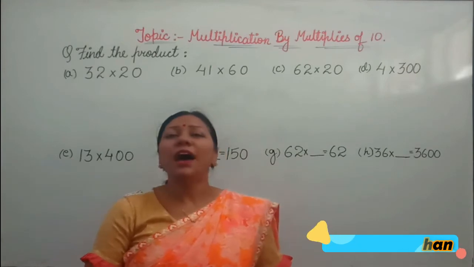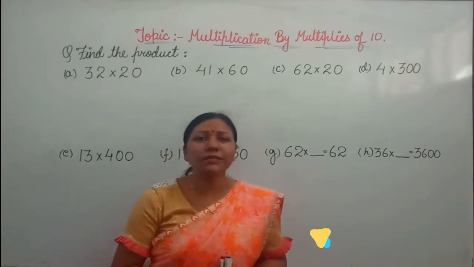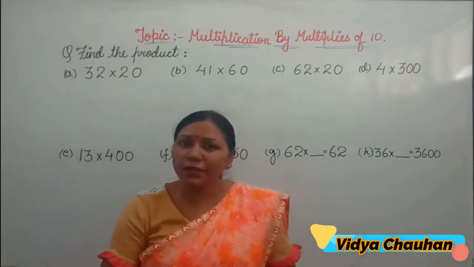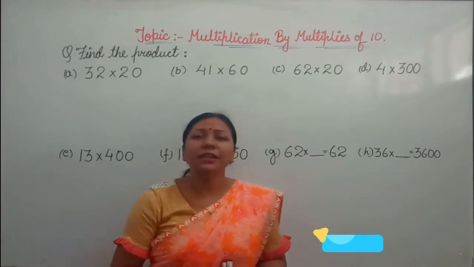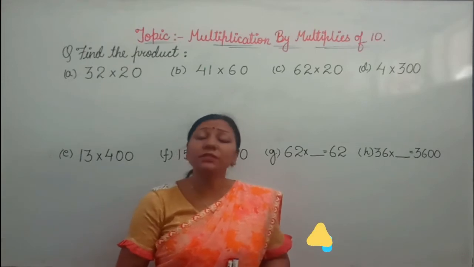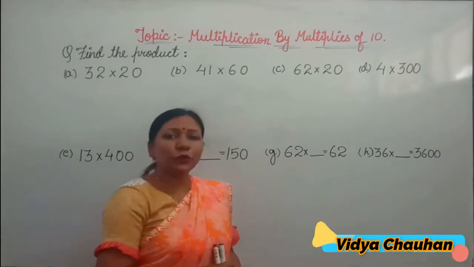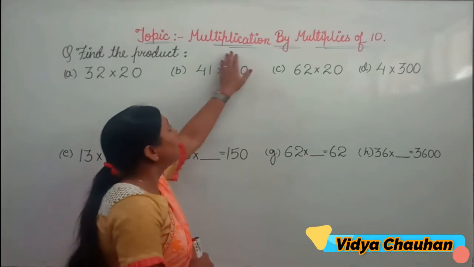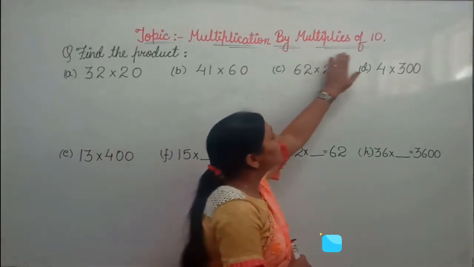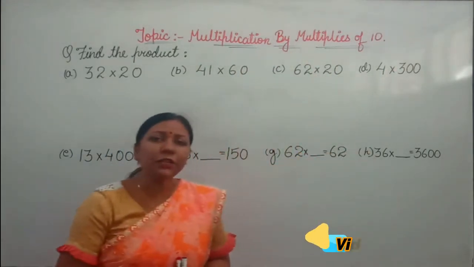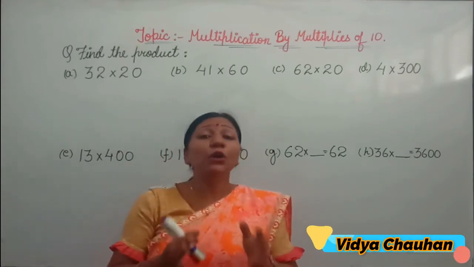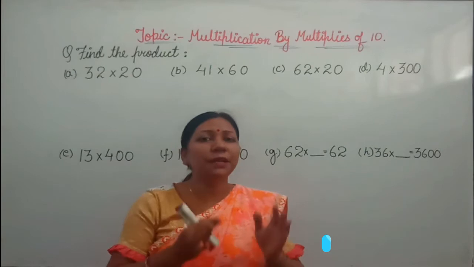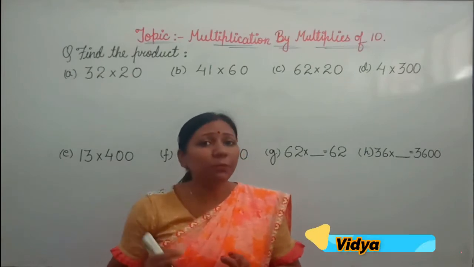Now students, after learning the topic related to multiplication of 3-digit numbers with 1 digit, along with this we have studied the different properties of multiplication. So our today's topic is multiplication by multiples of 10, and related to that I have taken some questions from your book exercise in which we will learn how we can multiply any number with the multiples of 10.